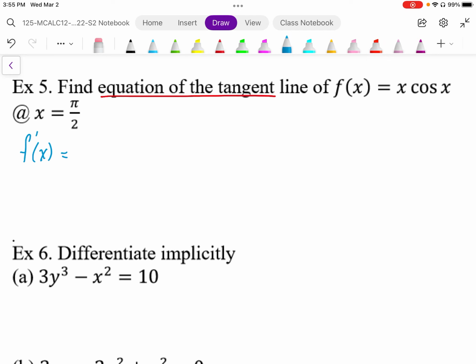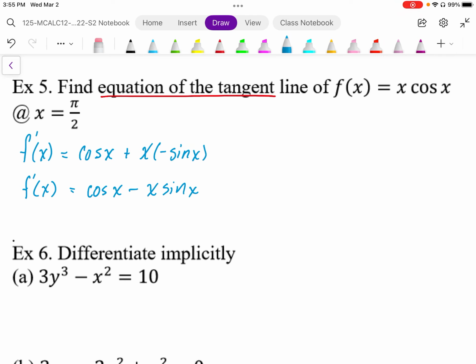I need to use the product rule, so I'm going to differentiate x. I get 1. I don't differentiate the cos. Then I differentiate the cos into negative sine x. So there's my derivative. I'm going to just simplify that a little bit. So I end up with cos x minus x sine x.